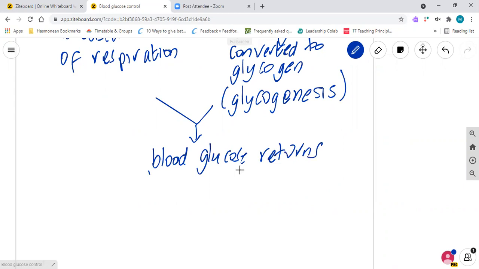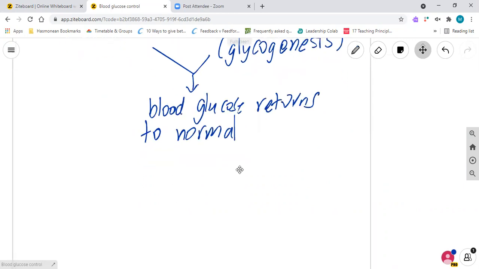Now, what we should actually see is what often happens is it slightly overshoots the normal, and we then have to bring it back to normal using glucagon. But let's imagine it returns to normal, and that's the idea of the principle of negative feedback.